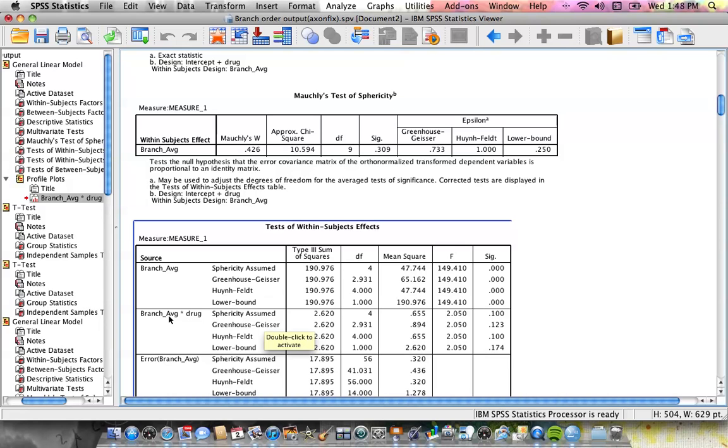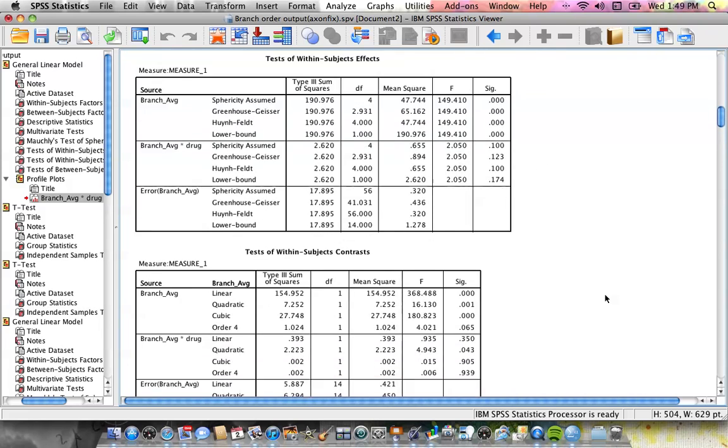So we look at the branch order and drug interaction, and we see our F value is 2.05, and its significance value is 0.1. So it's not hitting the significant value that we want, which is 0.05. This could be due to the fact that my n is small, so there's only an n of 16, so the groups were fairly small. Maybe if I had a larger experimental group, this significance value might be more significant, but for now, the interaction is not significant.